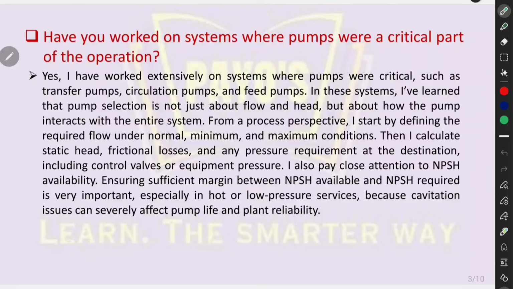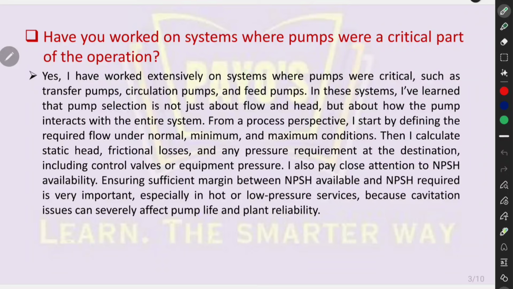Yes, I have worked extensively on systems where pumps were critical, such as transfer pumps, circulation pumps, and feed pumps. In these systems, I have learned that pump selection is not just about flow and head, but about how the pump interacts with entire system. From a process perspective, I start by defining the required flow under normal, minimum, and maximum conditions. Then I calculate static head, frictional losses, and any pressure requirement at the destination, including control valves or equipment pressure.